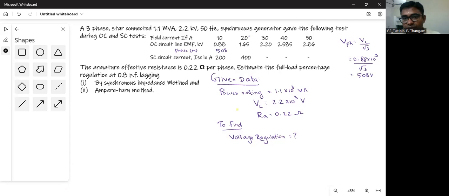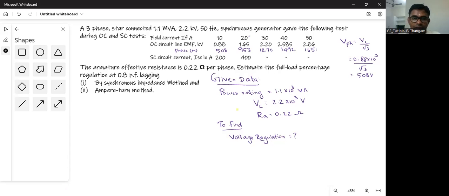Then for 20 amps, we follow the same procedure: 953 volts. For 30 amps, you will get 1270 volts. This is the primary first step. We should convert the line value into phase value. Then afterwards we can draw the graph, right? Then for 40 amps, it is 1492 volts. For 50 amps, it is 1651. So this is how we calculate the phase value from the given line value.